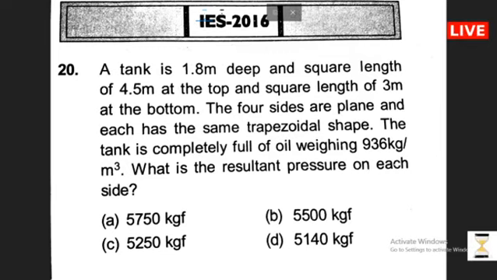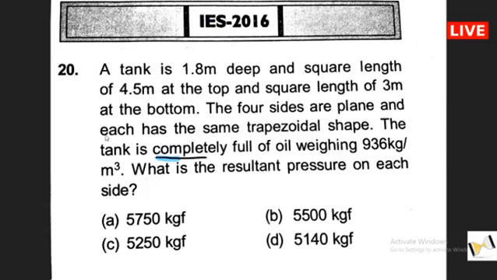A tank is 1.8 meter deep and a square length of 4.5 meter is given to you at the top. Okay, the top length is given as 4.5 meter and the bottom length is given as 3 meter, and the four sides are plain and each one has trapezoid shape. The tank is completely full of oil.